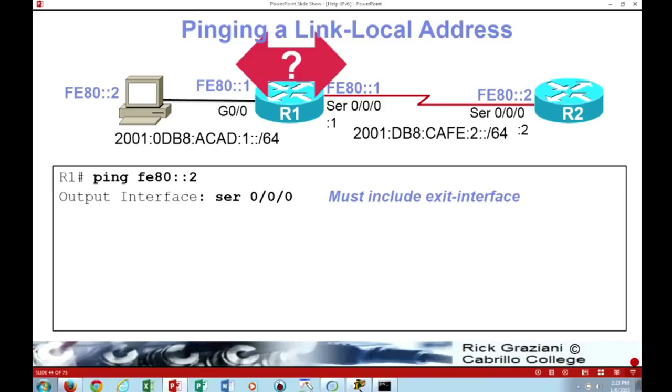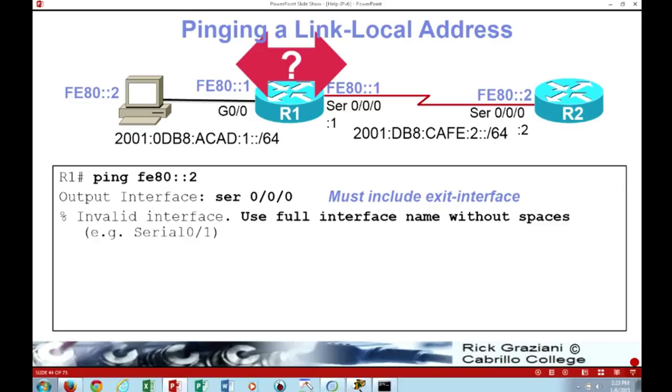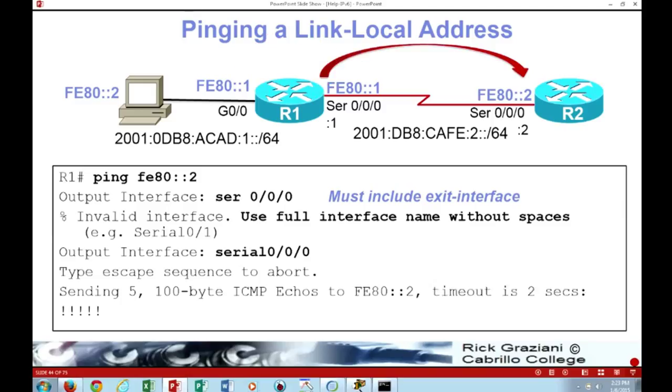And IOS, guess what it says? It says, no problem? No. It says, Rick, I want you to specify the full interface name without spaces. So you have to say serial 000 in Cisco IOS. Why is that? I have no idea. This isn't the first command they've done this to, and eventually, I'm sure that will be fixed at some point. Okay, and once that happens, now I know where to send the ping, and I can ping that other router.